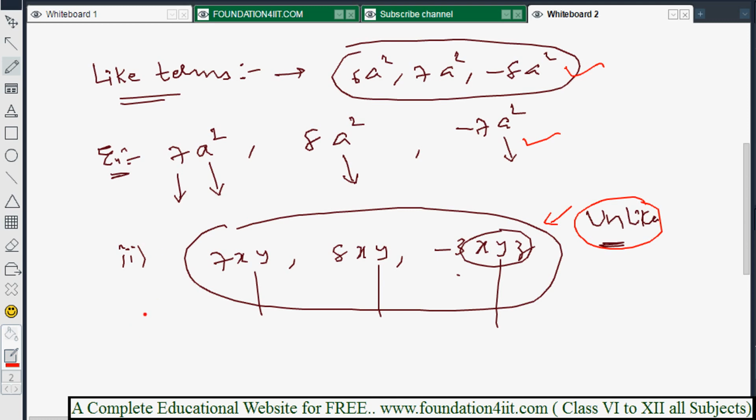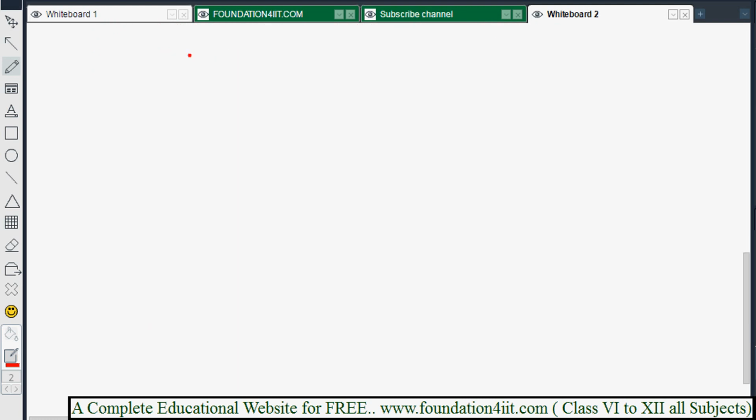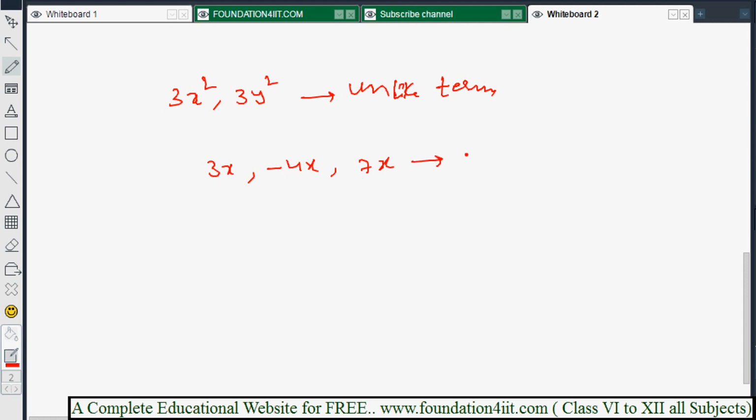If any examples are given, not only two, you can take more than that too. If they give examples, we can say whether they are like or unlike. Okay, 3x square, 3y square: this is unlike terms because the literal coefficients are different. And 3x, minus 4x, 7x: because the literal coefficient is x here, these are like terms. So we can directly say when examples are given whether they're like or unlike terms.